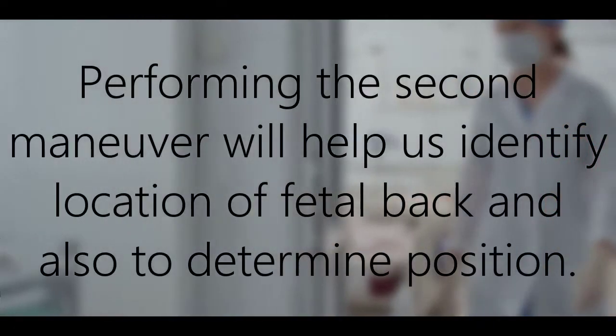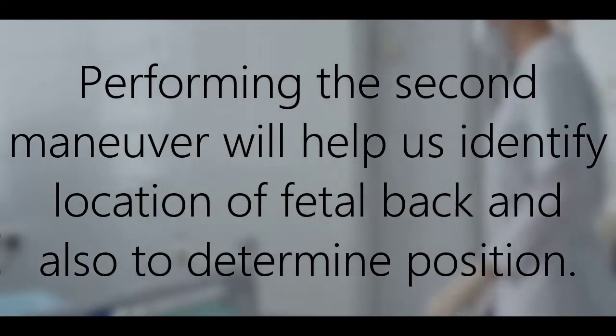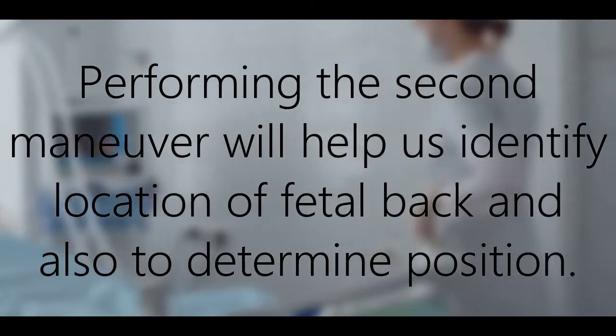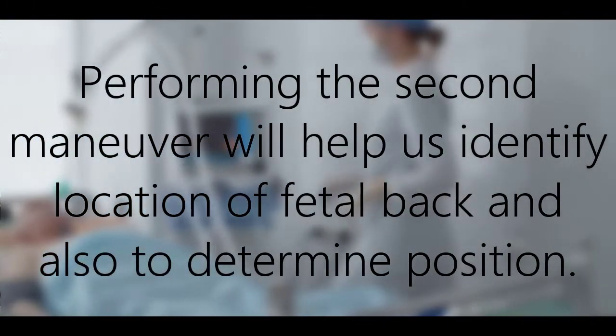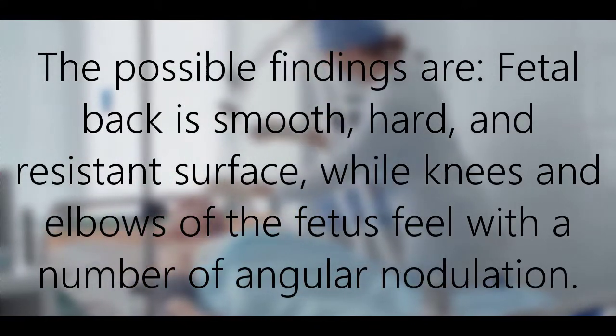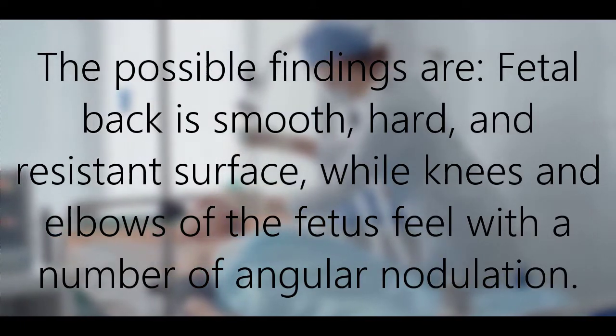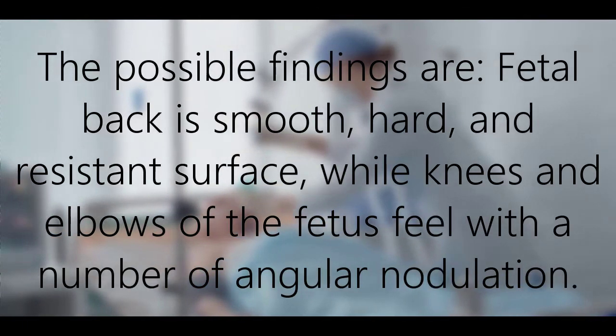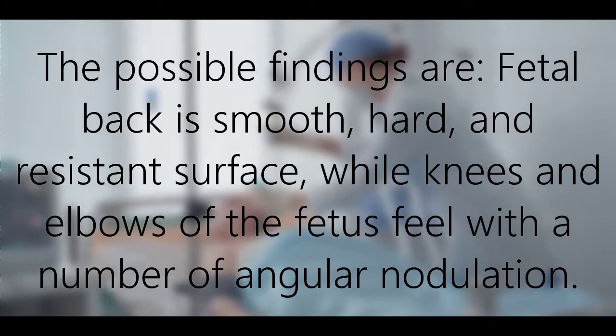Performing the second maneuver will help us identify the location of the fetal back and also to determine its position. The findings are fetal back is smooth, hard, and resistant surface, while knees and elbows of the fetus feel like a number of angular nodulations.